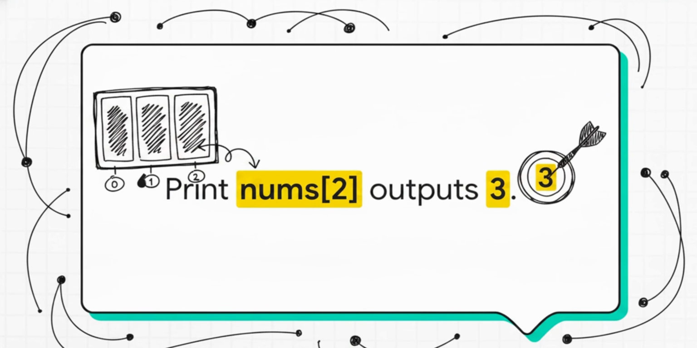Computers start counting at 0. So the first spot is actually index 0, the second spot is index 1, and the third spot is index 2. So by asking for index 2, our dart hits the exact target, pulling out the number 3. It's simple, it's super efficient, and it is absolutely crucial for managing data.